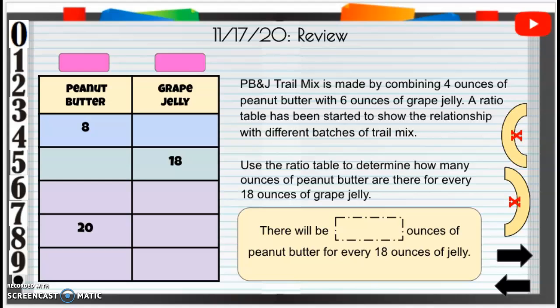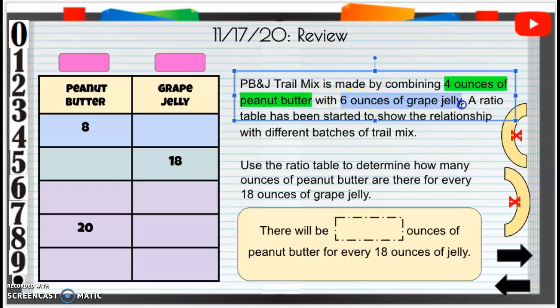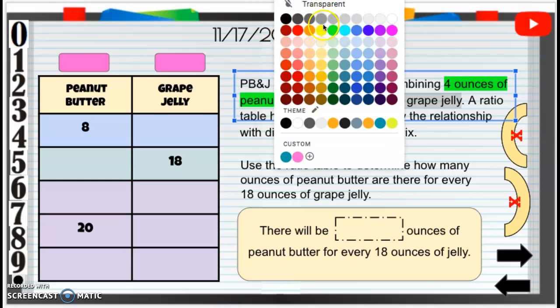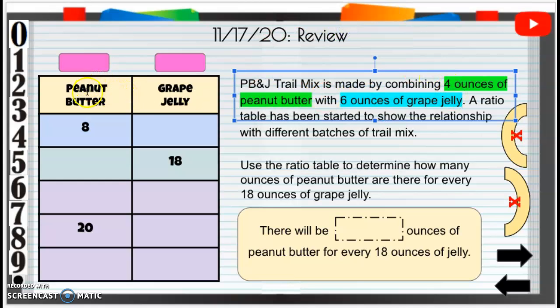All right, so first what we need to do is finish this table because it's looking a little empty. First of all, we can look at what it tells us. So it says 4 ounces of peanut butter with 6 ounces of grape jelly. So over where it's peanut butter, I'm going to put a 4 above it. Grape jelly, it says 6 ounces of grape jelly. So I'm going to put a 6 above grape jelly.